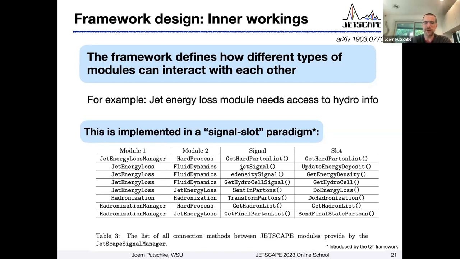I'm pretty sure that you will encounter this also in the hands-on session, but it's relatively obvious that the jet energy loss module needs information from hydro. The hadronization manager, to get hadrons, has to have access to all the partons. Then, for example, the SMASH afterburner has to have access to all the hadrons, and the hard process has to have information about the position and so on of the initial state. So these are all predefined. They can be extended, but we think that for the physics scope of JETSCAPE, this is the safest use and should provide you with all the information necessary.